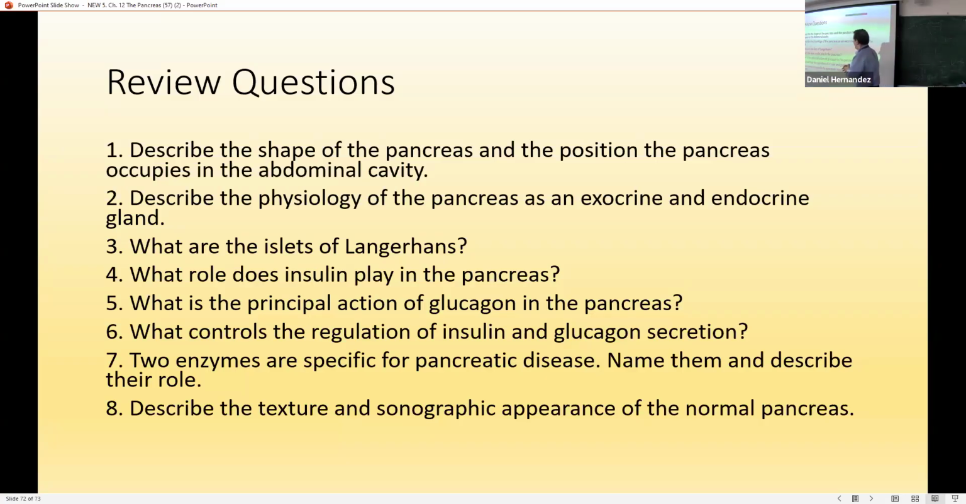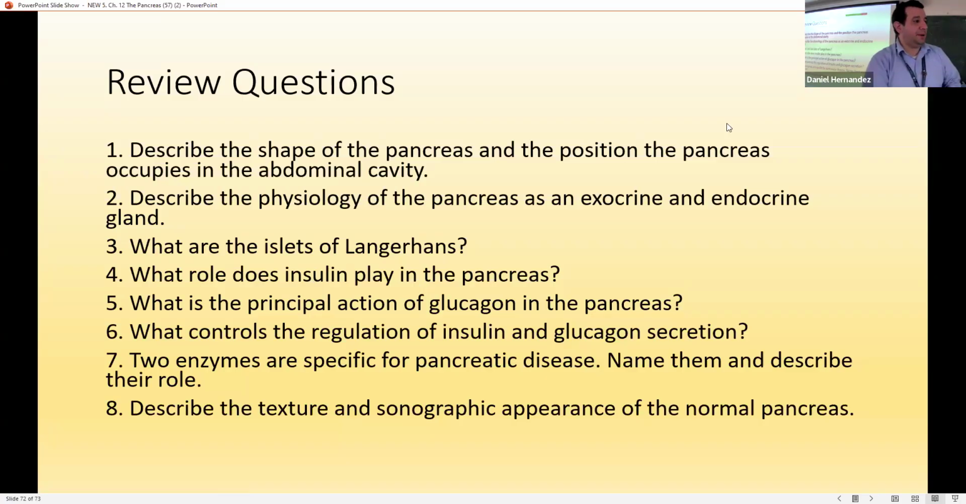What are the islets of Langerhans? Those are the cells that are responsible for the endocrine functions. So the alpha cells produce the glucagon. The beta cells produce the insulin. Again, responsible for regulating our blood sugar levels.